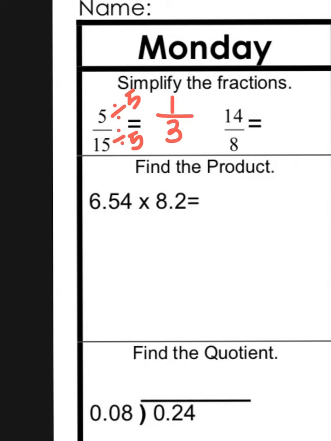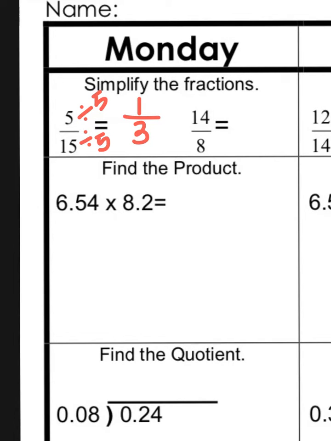For the second one, 14/18, you have to divide both by a number. The only number that can go into 14 and 8 is going to be the number 2. 2 can go into 14 7 times, and 2 can go into 8 4 times. So 14/8 is the same thing as 7/4.